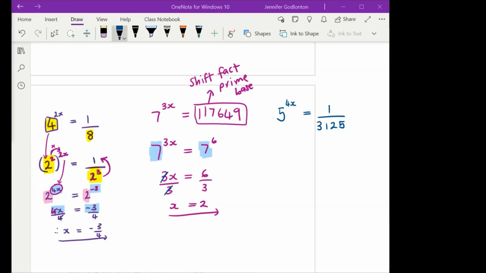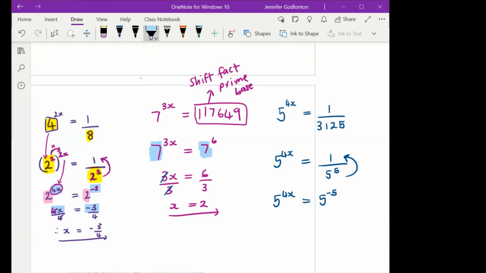Okay, let's see. First thing we're going to do is get things to their prime bases. So I've got 5 to the power of 4x over here, and that's equal to 1 over 5 to the power of 5 at the bottom. We've used our calculator to get there. We're going to move that up to the top, and when it moves up to the top, it's going to become negative. So 5 to the power of 4x is equal to 5 to the power of -5.